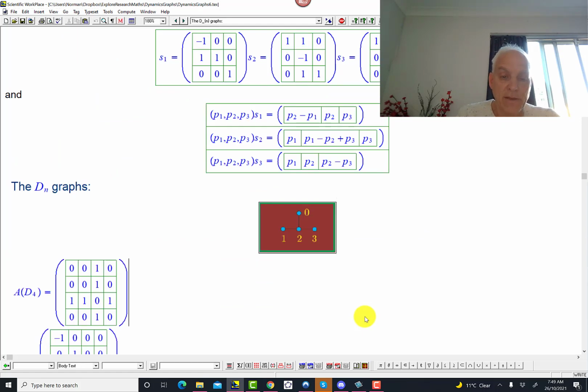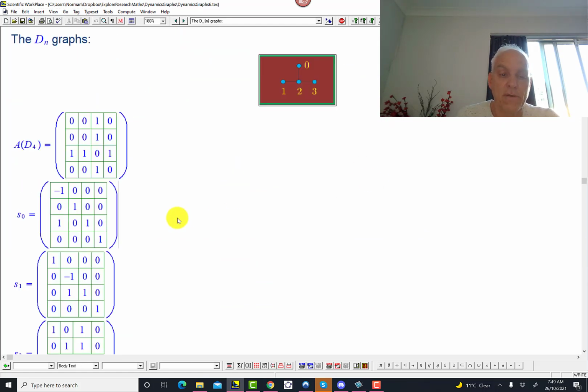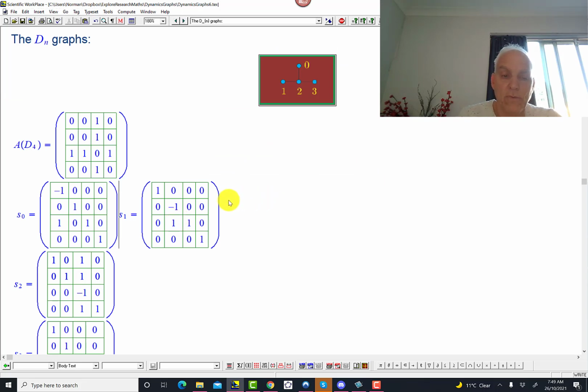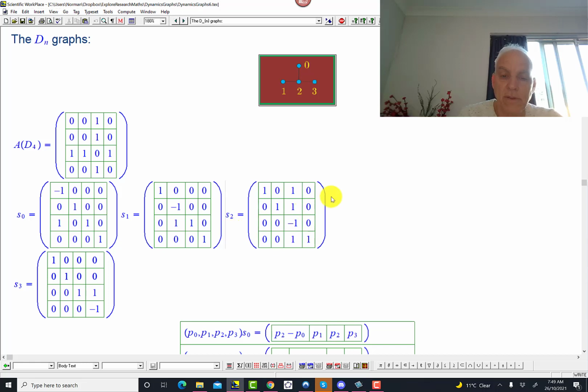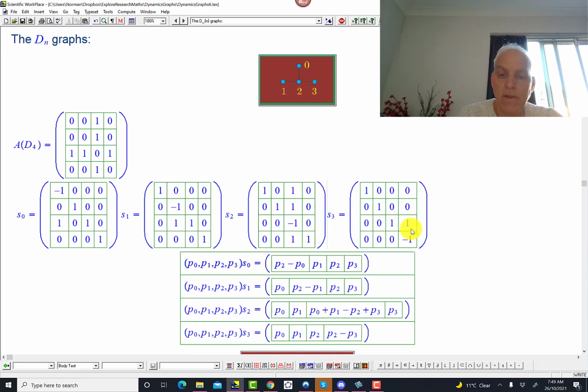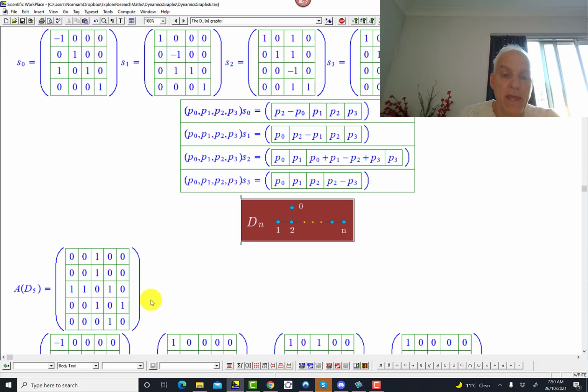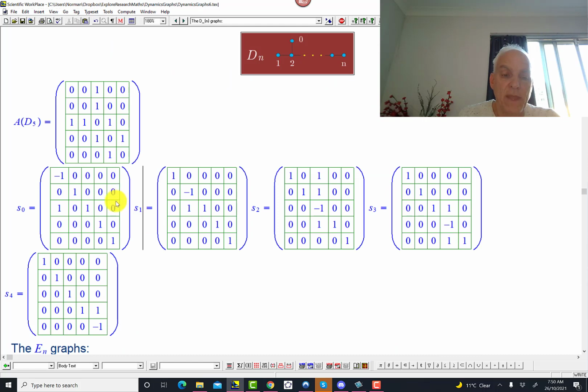Okay, when we go to Dn, well, it's good to do the D4 things first. So let's put them all in a line so you can see them here. So here are the 4 mutation matrices for the generators for D4. And here is just a check that, yes, we do get mutations. And for more general D, like D5, there's the adjacency matrix. And here are the various mutation matrices.